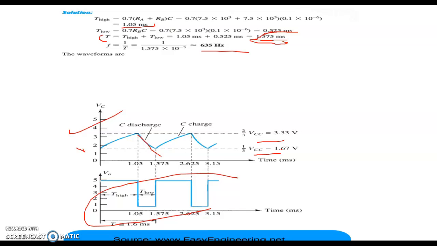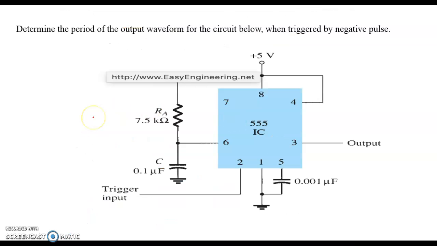Next, come to the next question. Determine the period of the output waveform for the circuit below when triggered by the negative pulse. Here we apply negative triggering, and this is our monostable 555 timer. In the monostable 555 timer, only RA is present, and the time constant will be changed, and we will calculate like this.